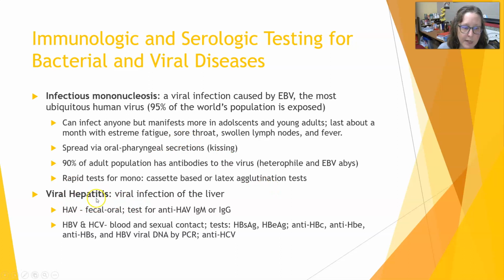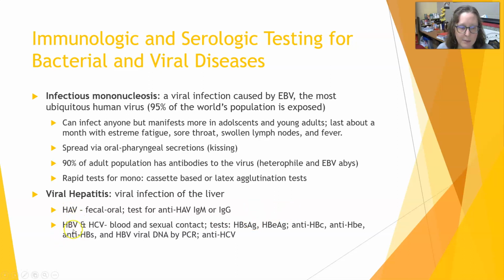Viral hepatitis is a viral infection of the liver. I do have more videos that go more in depth on this, but the gist of it is you have hepatitis A virus, which is transmitted via the fecal-oral route. This is usually dirty hands handling food or contaminated food. And you can test for anti-HAV IgM or IgG antibodies to detect if they have hepatitis A virus infection.